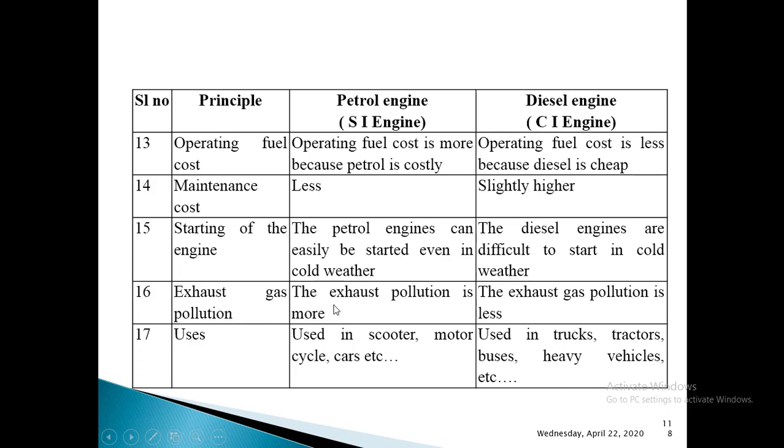Exhaust gas pollution is more in case of petrol engine, whereas the pollutants emitted are less in case of diesel engine. Uses: petrol engine is used in scooters, motorcycles and cars, whereas diesel engine is used in trucks, tractors, buses, heavy vehicles, etc. So these are all the differences. You need around 17 differences we have mentioned for petrol and diesel engine. At least you can remember minimum 10 there. Whereas for difference between 4-stroke and 2-stroke, we discussed 12 differences. At least you can remember 10 differences there.